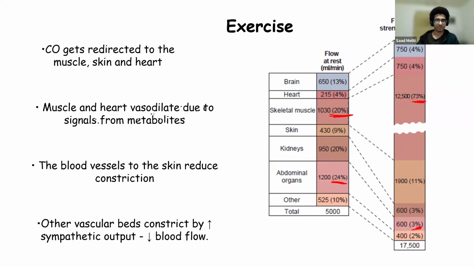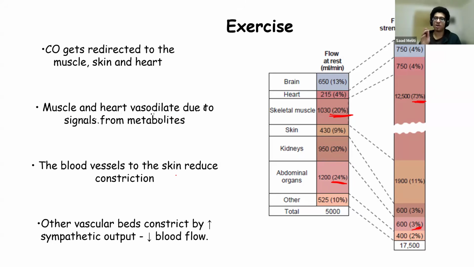Like I said before, we're exercising. Our body doesn't want to process food right now. It wants to focus on the skeletal muscle that is currently undergoing strenuous exercise and supplying it with oxygen. It's written down in text. I'll explain it. So the muscle and heart vasodilate due to signals from metabolites.